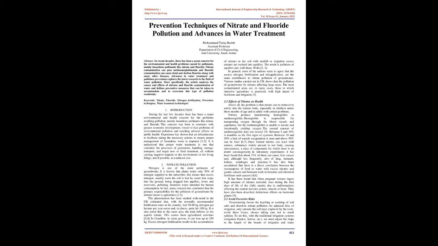2,3. This phenomenon has been studied widely in the UK. It is estimated that, with the normally recommended fertilization rates in the country, losses of 50 to 60 kilograms of nitrogen per hectare per year occur and, in places, even hit 100 kilograms. It is also noted that in the same area, of the total nitrate inflows to the aquifer, 58% comes from agricultural activities. 2,4. In Castellón, in citrus groves, it can lose up to 250 kilograms.